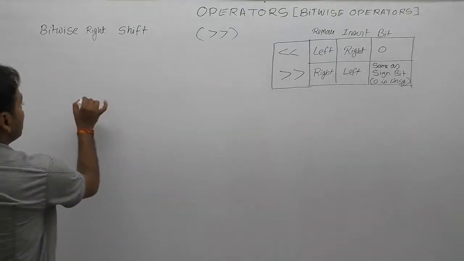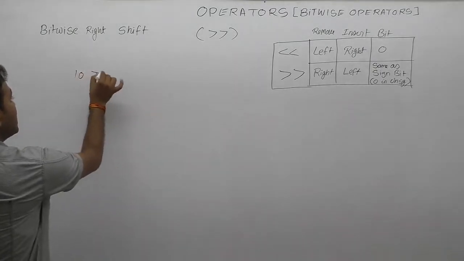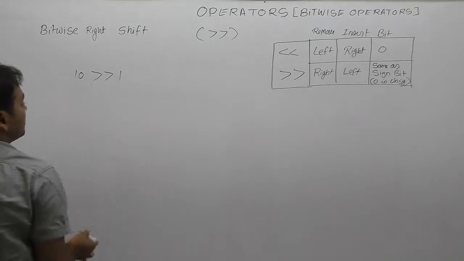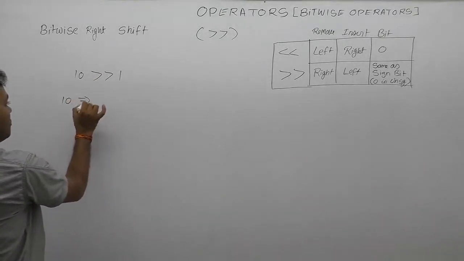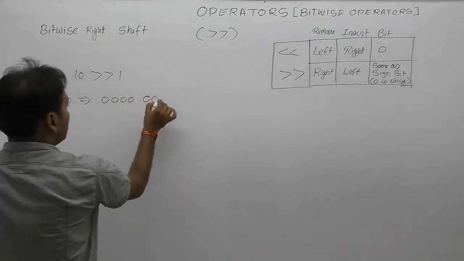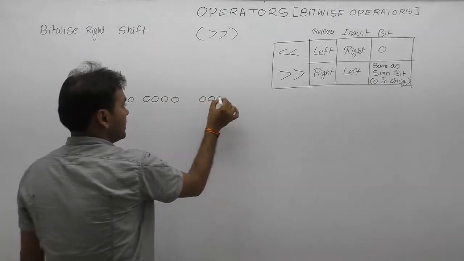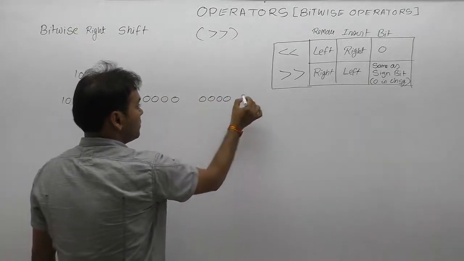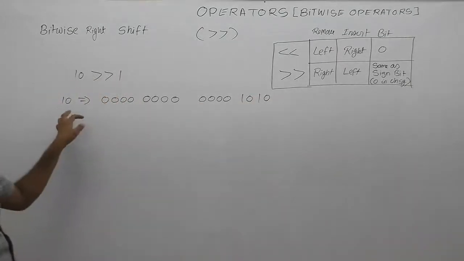First one, 10 right shift by 1. First of all, converting the binary number of 10 into 16 bit representation. What is the binary number of 10? 1010. But in 16 bits, extra bits are padded, the default bit is 0, so 0 1 0 1 0. This is the binary number of 10 in 16 bit representation.